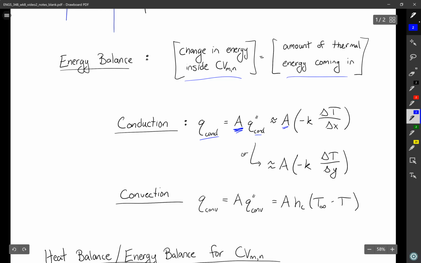So again, this area term is going to come up again. So the area times minus K delta T over delta X. That would be conduction that's happening along the X direction. Or we could have something like this equation down below. So this is for our X direction, and this would be for our Y direction. So we could have conduction along either one of those directions, either X or Y. Those would be the equations.